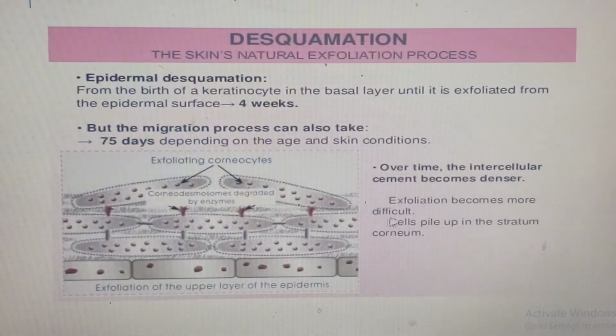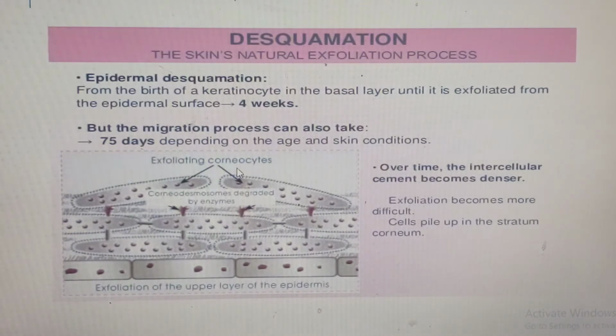So there we are. We said exfoliation, or desquamation, is a natural skin exfoliation process. For cells to move from the basal layer to be exfoliated in the corneal layer takes roughly 4 weeks. But sometimes at old age, the number of days tends to come down to about 75 days. These cells disintegrate through some enzyme activity and become exfoliated.